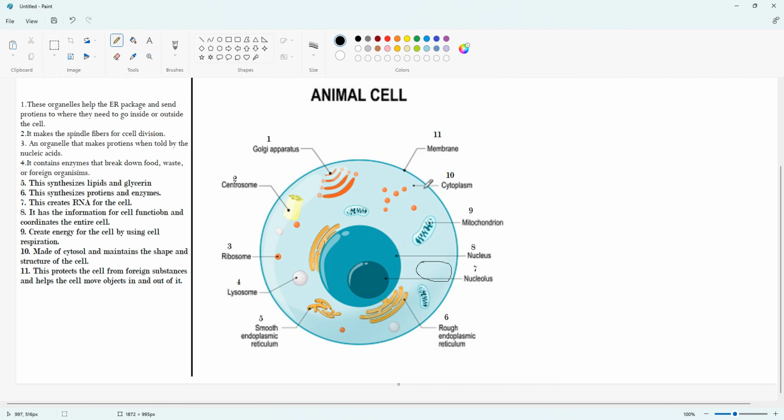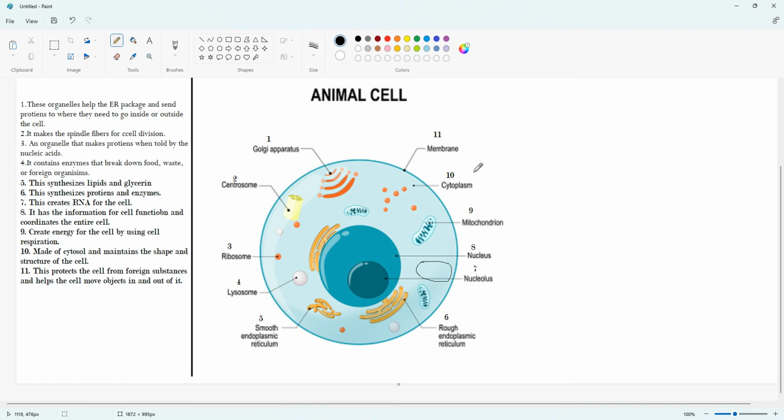The next thing here is cytoplasm. So, what is cytoplasm? It's practically made of cytosol and helps maintain the shape and structure of the cell. Cytosol is a very diluted fluid with a lot of water in it. So this cytosol is inside the cytoplasm, and it contains some nutrients so that the cell has a little bit of nutrients, and it also helps give the cell its general shape.